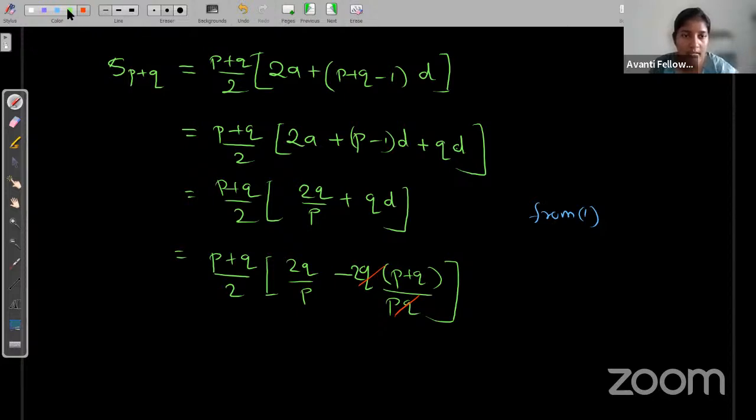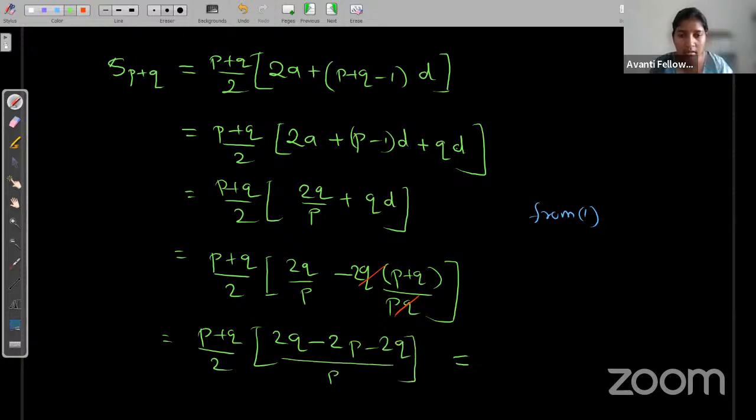So we will get (P plus Q) by 2 into 2Q minus 2P minus 2Q divided by P, right? Yes, this 2Q will get cancelled. Correct? So what will remain? P plus Q into minus 2P divided by P. Observe here, this 2 over 2 is 0, this will get cancelled and this P also will get cancelled. We'll end up with minus (P plus Q).